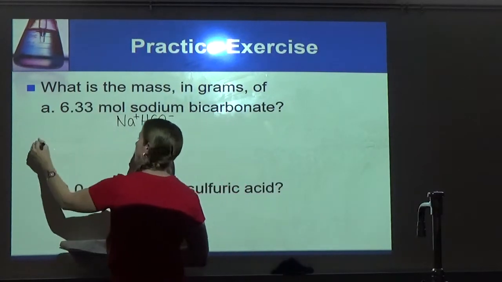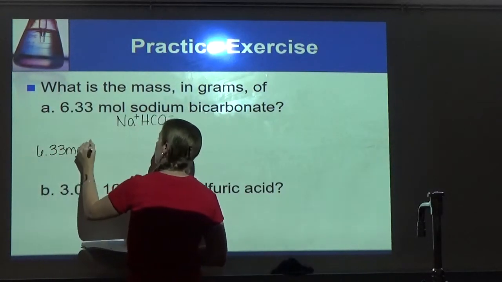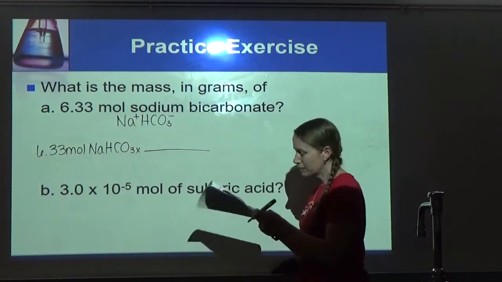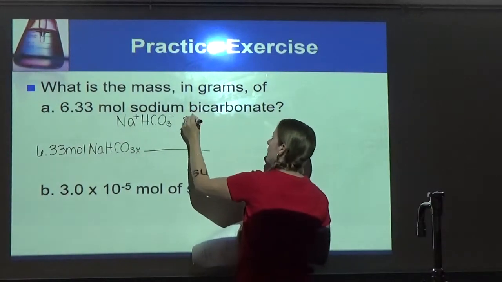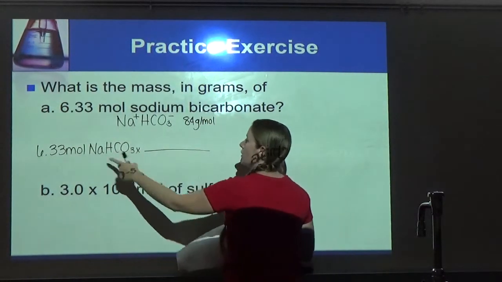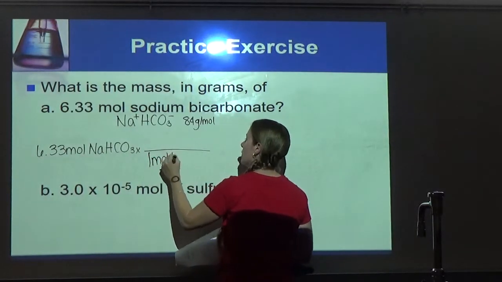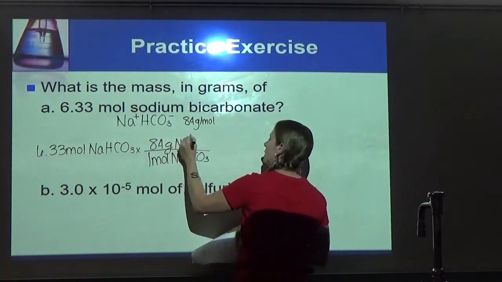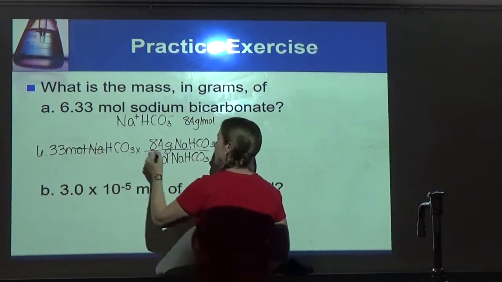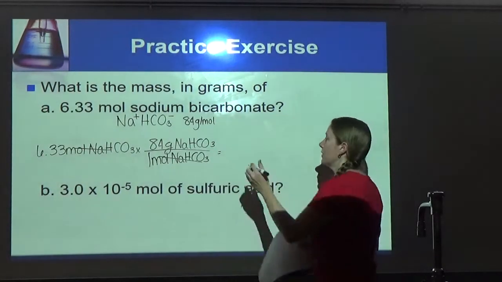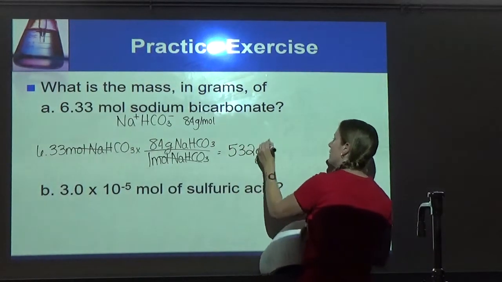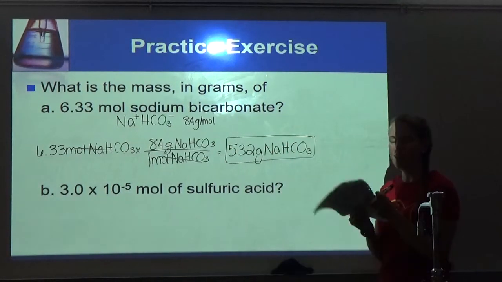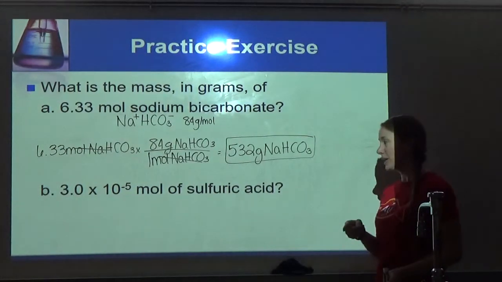So I start with my 6.33 moles of sodium hydrogen carbonate. I'm trying to get to grams, so when I add up the molar mass, like we did before, it's 84 grams per mole. I have mole on top, so I put my 1 mole on bottom and my 84 grams on top, so my moles cancel. Once I multiply the two numbers, I get about 532 grams sodium hydrogen carbonate. Just like that. Hopefully you tried these and you're getting them right.